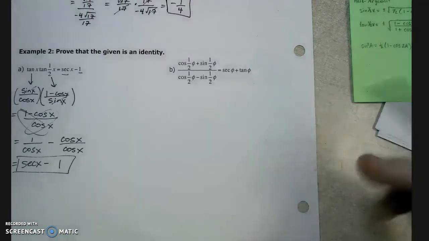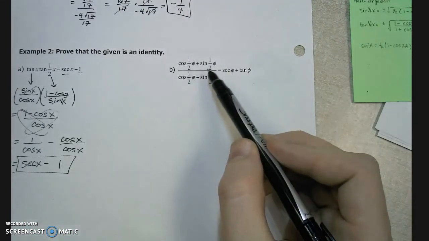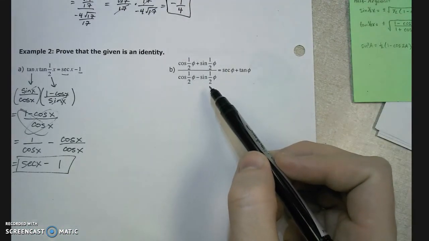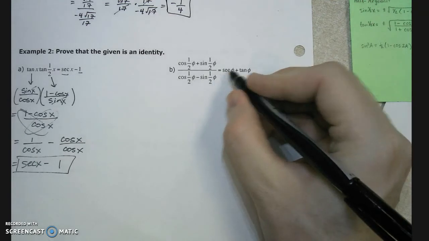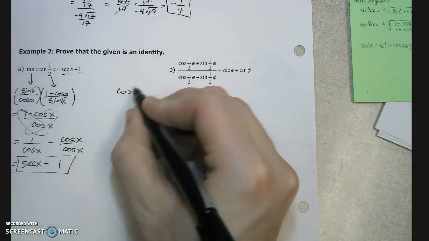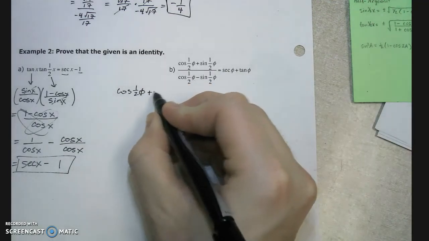One thing that I notice here is that the top is conjugates with the bottom. So what if we use conjugates on this one? So what I'm going to do, and what we normally do, is we multiply by the conjugate of the bottom. So I'm going to start by writing my given.